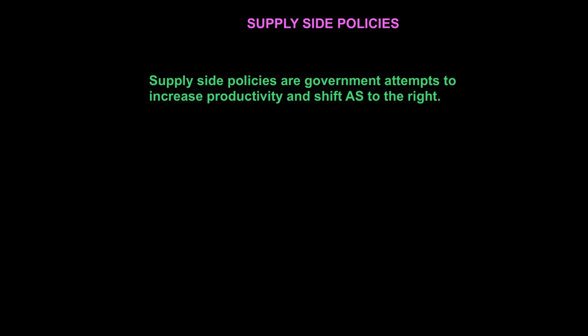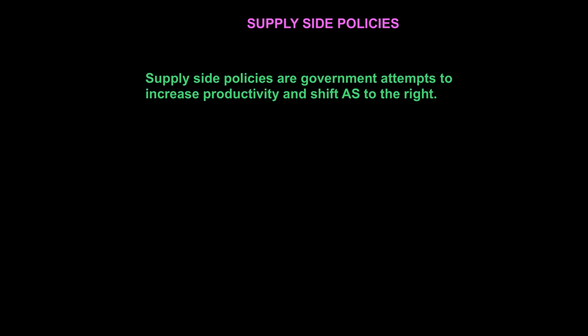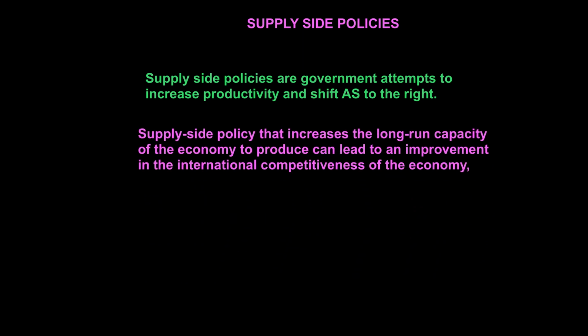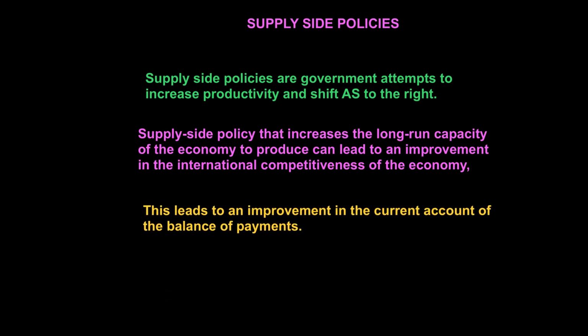Supply side policies are those policies designed by the government in order to increase productivity and make the AS curve of the economy go to the right. Supply side policy increases the long run productivity of the economy and can also give an economy higher international competitiveness through lower costs. So the whole goal of supply side policy is to make sure that productivity goes up and a country can gain some kind of competitive advantage, which can result in a country exporting more in the future, and that in turn can ultimately improve the current account of the balance of payments.